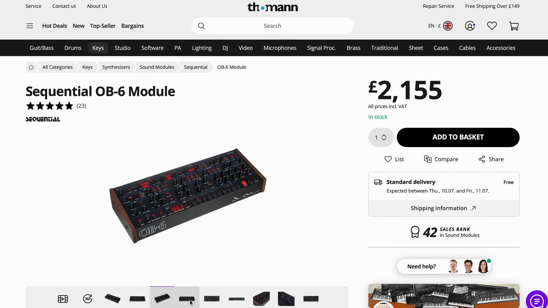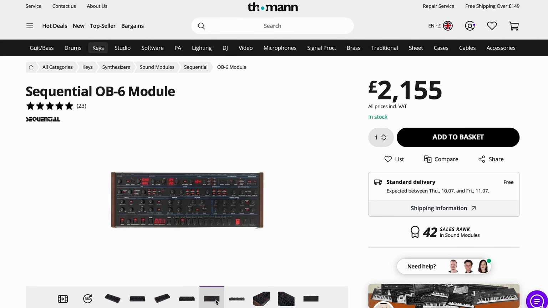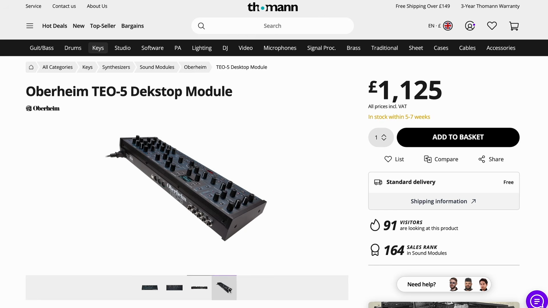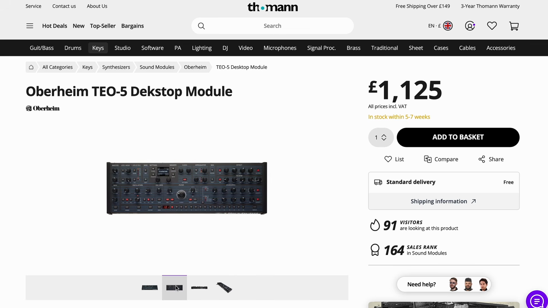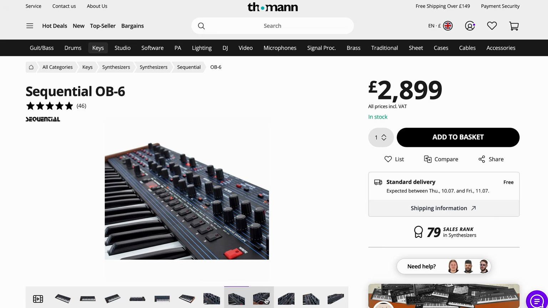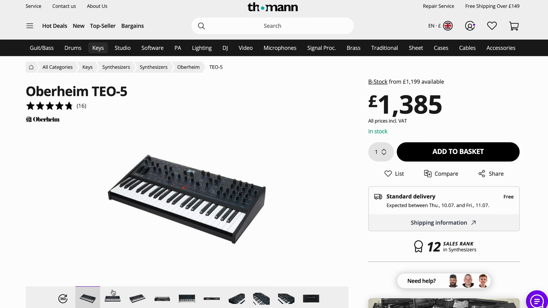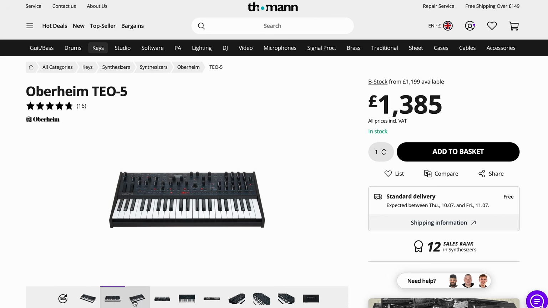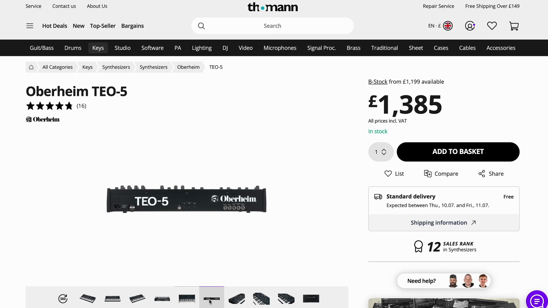so we're starting off with an awful lot of similarities here, but there are a lot of differences as well, the most obvious of which is that the OB6 is 6 voices and the TEO-5 is 5 voices, but that doesn't account for the vast difference in price. The OB6 desktop is around £2,000, while the TEO-5 is just over £1,000, so almost a reduction of 50%. And for the keyboard version, the OB6 has got 4 octaves and will set you back £2,900, while the TEO-5 comes in at around £1,300, so that's less than half the price, with a 3.5 octave keyboard.